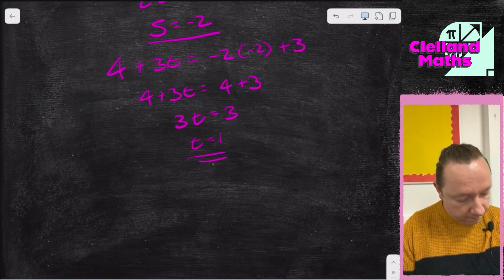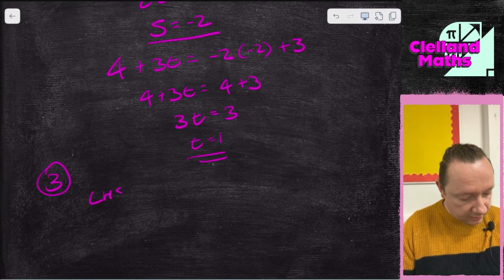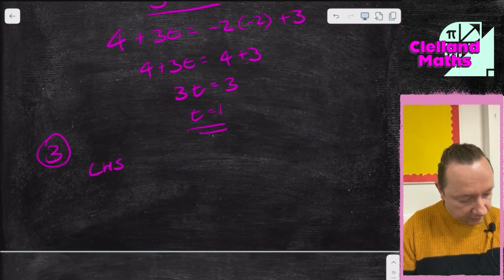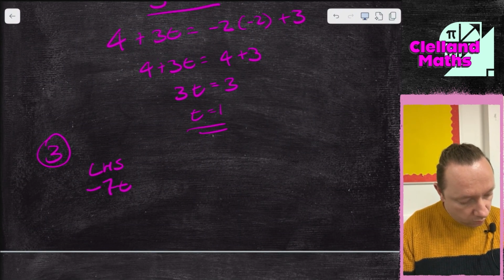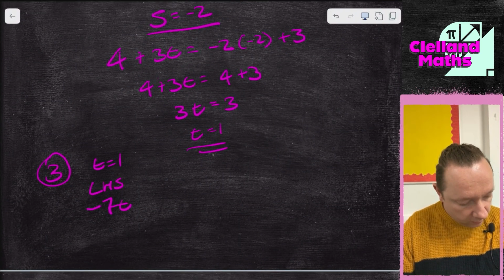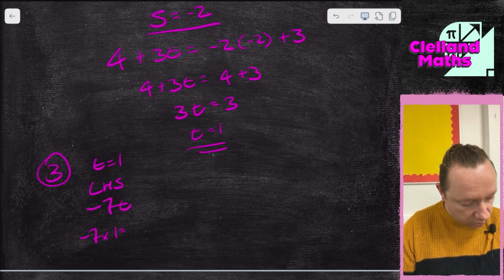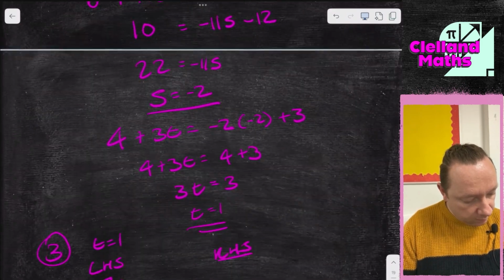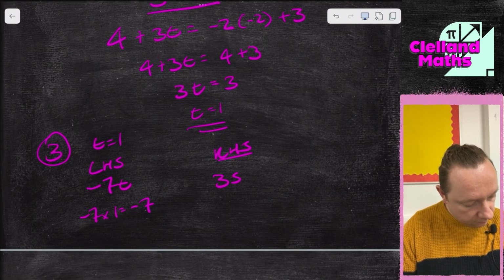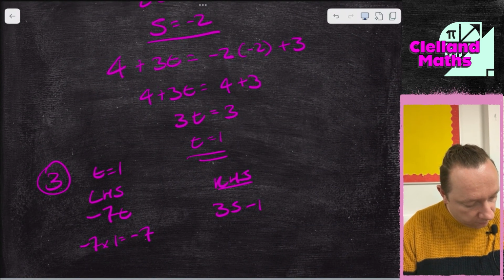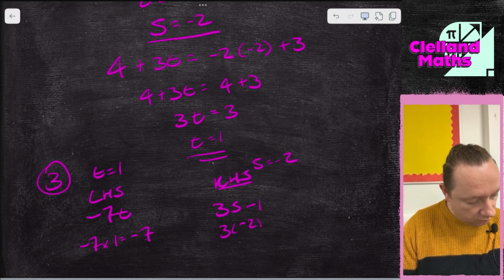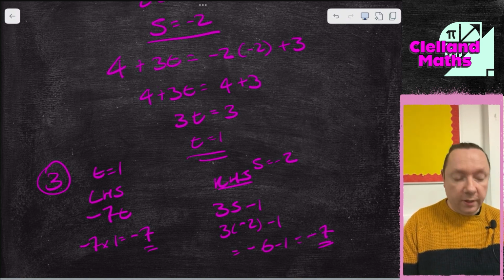So equation 3, the left-hand side of that says minus 7t. So when t is 1, we get minus 7 times 1, which is minus 7. And the right-hand side of it says 3s minus 1. So when s is minus 2, we get 3 times minus 2 minus 1, minus 6 minus 1, which is minus 7. So it works for all three equations.